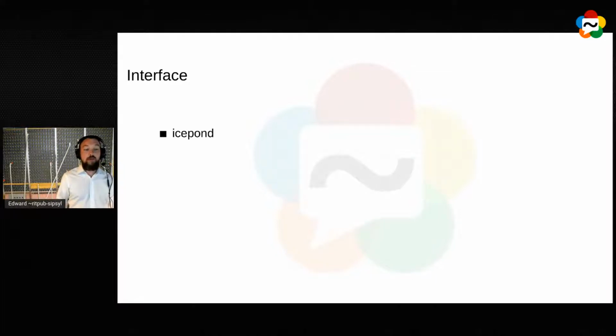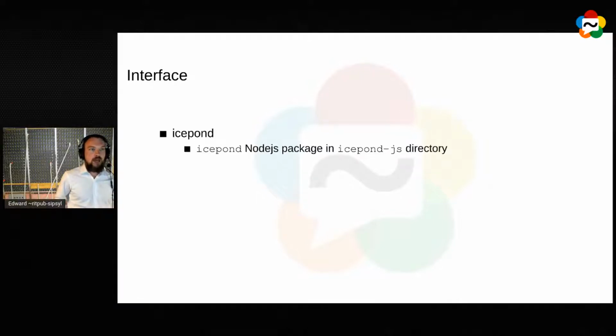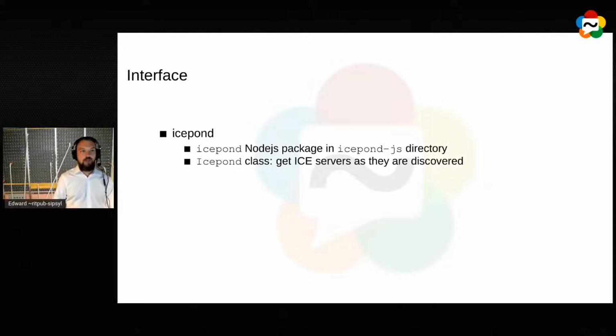But WebRTC is primarily used in the browser. So we have browser-side, JavaScript-side interfaces as well. We have a Node.js package called IcePond that lives in the IcePond.js directory in the repository. This provides one class, IcePond, that will just get ICE servers for you as they're discovered. We'll talk more about how these things are used after the demo. This is just an overview of what is provided.